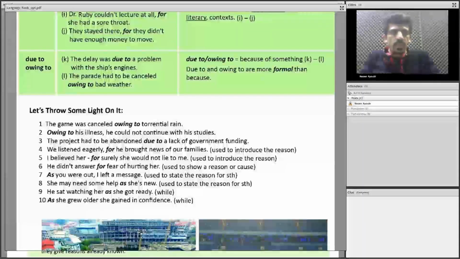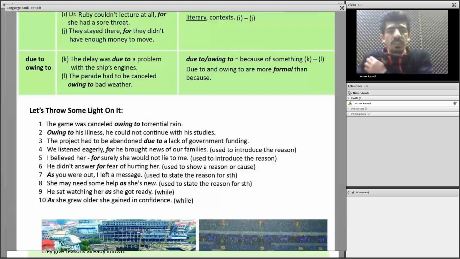Well, again, we've got more sentences. Number 1, the game was cancelled owing to torrential rain. Number 2, owing to his illness, he could not continue with his studies. Or number 5, I believe her, for surely she would not lie to me. For surely she would not lie to me, used to introduce the reason. Number 7, as you were out, I left a message. Because you were out, I left a message.